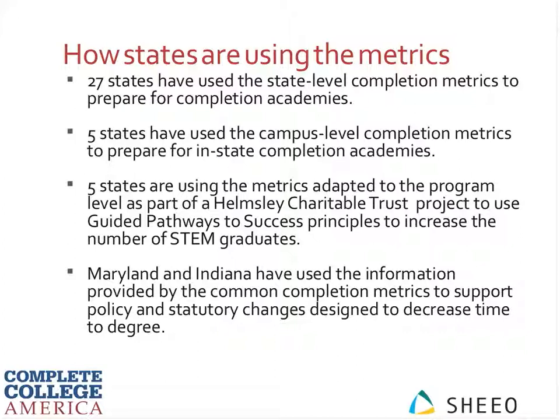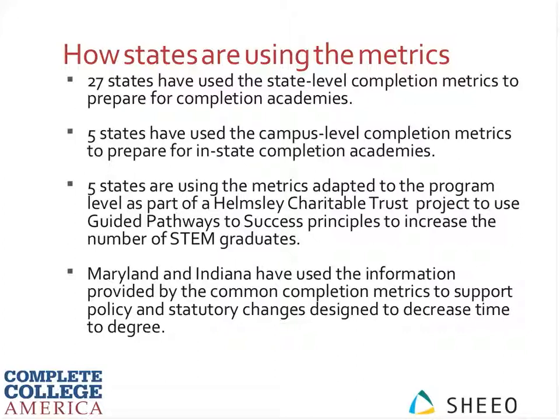We have 5 states with 20 campuses that are part of a grant funded by the Helmsley Charitable Trust, which uses our guided pathways to success strategies to improve the outcomes of STEM students. For that project, we've actually delved down into the program level, into the STEM programs, because in order to understand what the STEM pipeline is, you've got to take a look at what's happening to those students. And of course, at the state and campus levels, we couldn't get down to that level, so that's even more granular. But we're not asking states to do that, so you can breathe a sigh of relief if you're not part of that program.